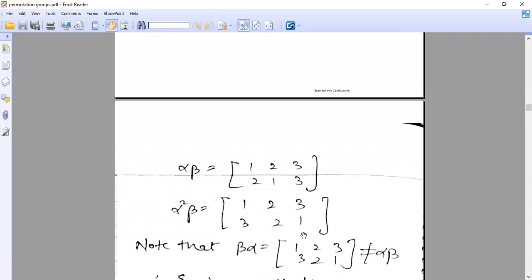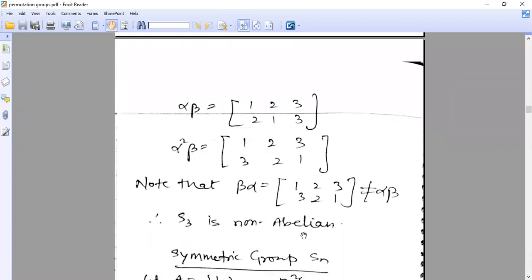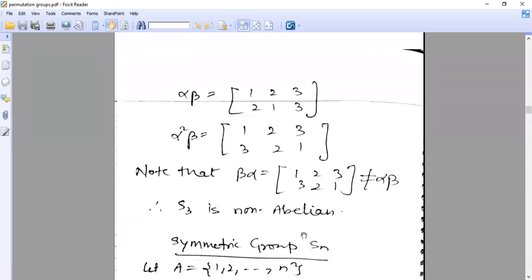Other than these, if you compose all those permutations, they will be from these only. And you can check that beta alpha is not the same as alpha beta. So this is a non-abelian group. So you have this group of permutations defined on the set A with 3 elements 1, 2, 3, and it has 6 elements. So basically Sn has n factorial elements. So S3 has 3 factorial elements. So 3 factorial is 6. So S3 has 6 elements, and it is a non-abelian group, and it is the smallest non-abelian group.